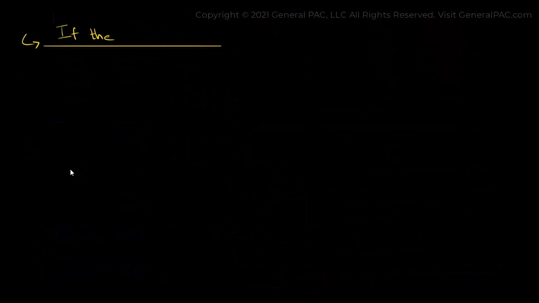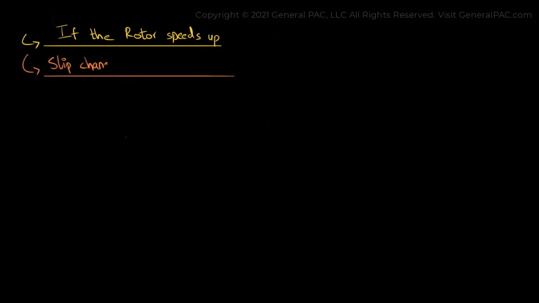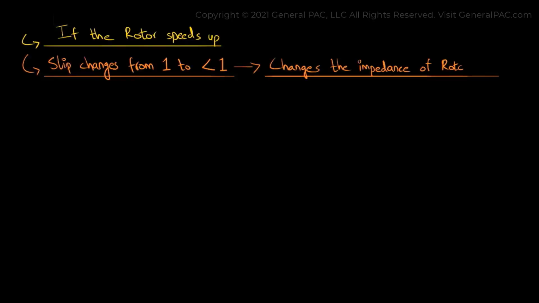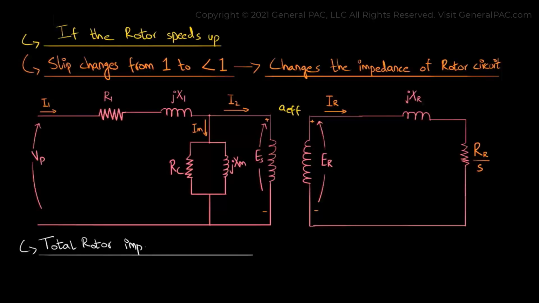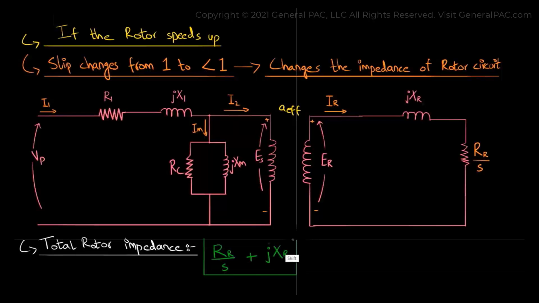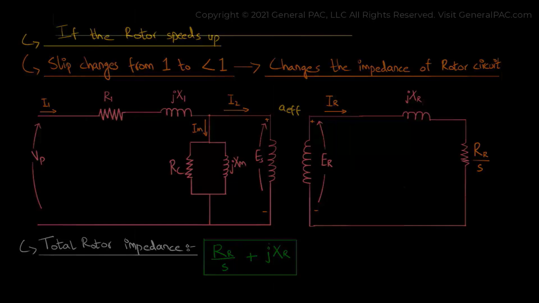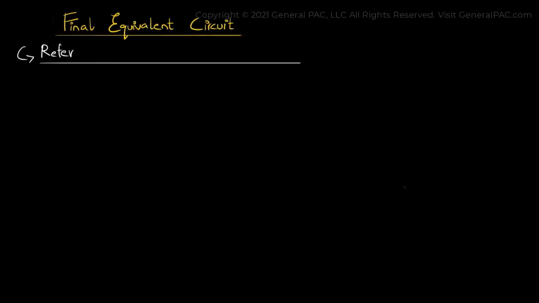phase. Now, if the rotor speeds up, the slip changes from 1 to some lesser value, and the change of speed in the rotor changes the impedance of the rotor circuit, which is expressed in the equivalent rotor circuit as the rotor resistance RR divided by slip. As shown in the figure, the total rotor impedance can be series summed as RR divided by S plus j times XR0.